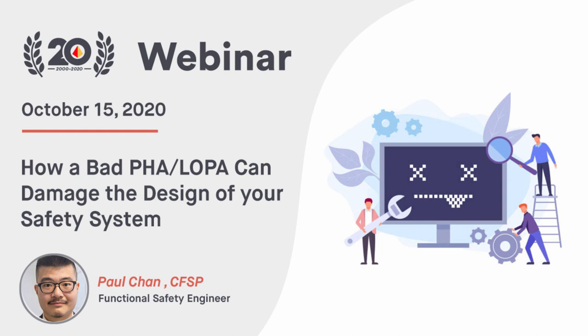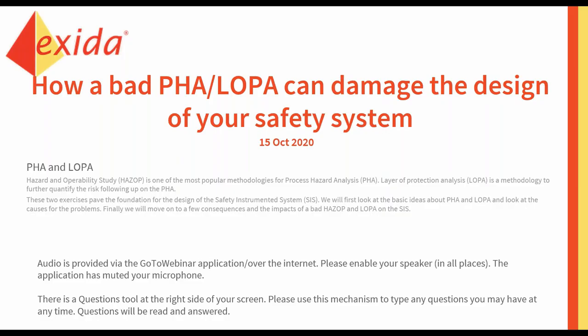Today we're going to briefly look at how a bad PHA or LOPA can damage the design of your safety system. We are first going to look at where PHA or LOPA sits in the IEC 61511 standard within the life cycle. Then I'll try to explain very briefly the HAZOP and LOPA methodologies, and these two exercises would pave the way for the specification for the design of the safety system.